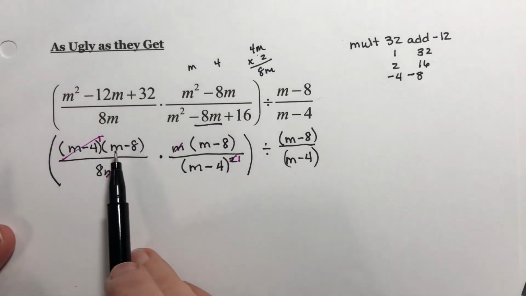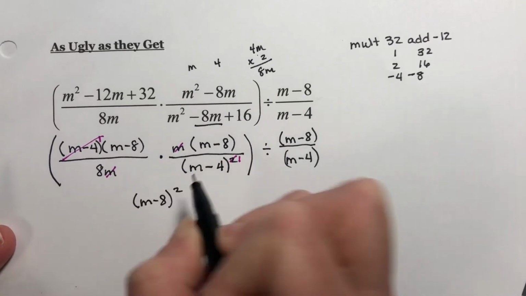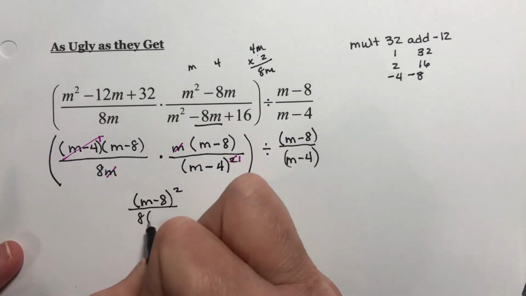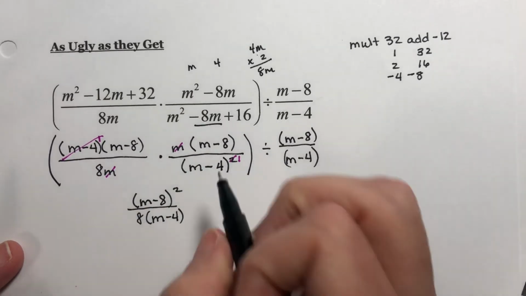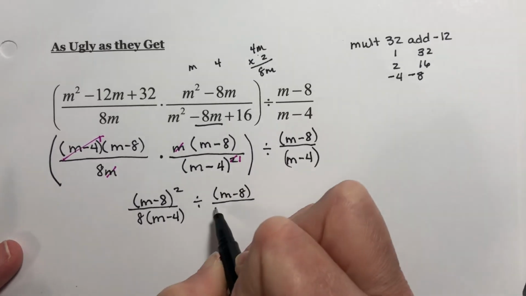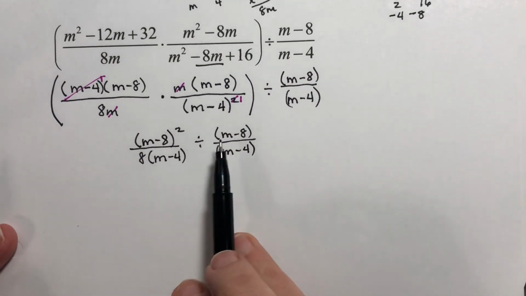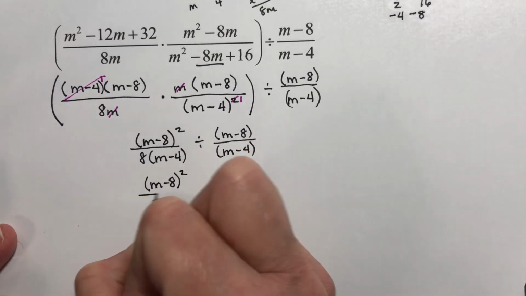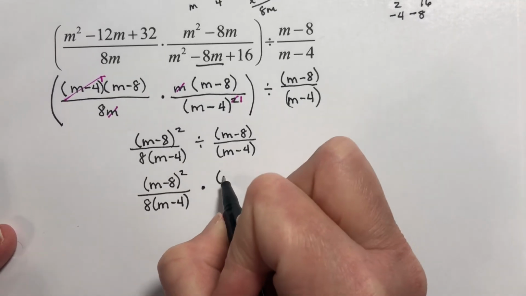So just look at what we have here. We have m minus 8 times m minus 8. That would be m minus 8 squared over 8 times m minus 4. That's what I have left from this big set of parentheses. And I want to divide m minus 8 over m minus 4. Now we're ready to do that division. Keep it, change it, flip it. Change it to multiplication, flip this one.